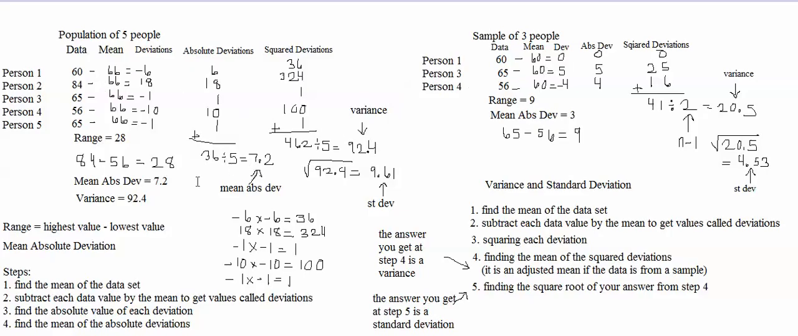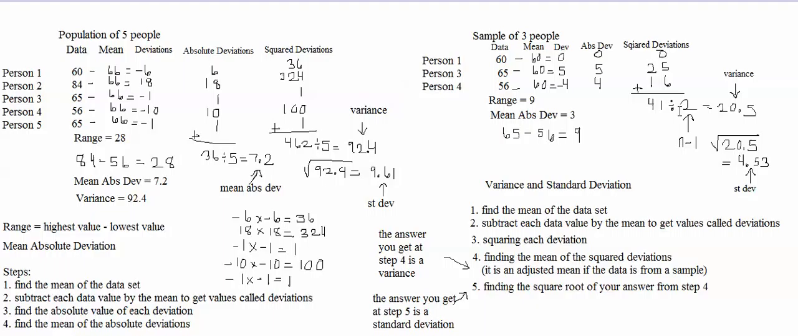And let's check to see if that happened. The variance of the population is 92.4, and the variance of the sample is 20.5. So the variance of the population did come out higher because it has more dispersion, and the standard deviation of the population was 9.61, and the standard deviation of the sample was 4.53. So the standard deviation of the population did come out higher than the standard deviation of the sample. The reason why is because the population has more dispersion and the sample has less dispersion.